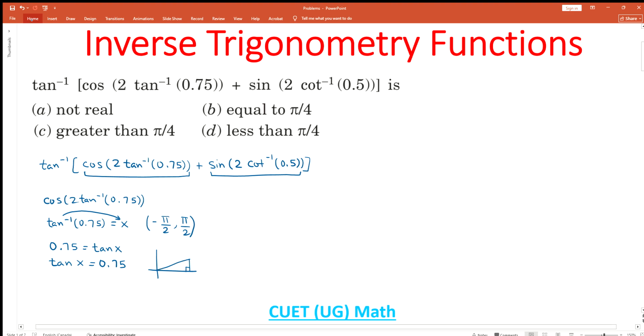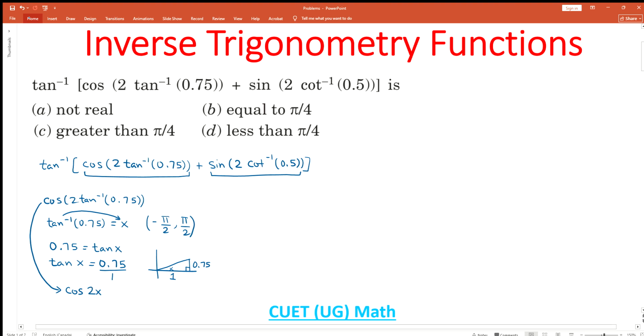This is a right angle triangle. The formula for tan ratio is opposite over adjacent. The denominator of 0.75 is 1. Therefore, the length of the vertical side is 0.75 and the length of the horizontal side in this triangle is 1. We have to find the value of the term cos of 2 times tan inverse 0.75. Since we assumed that tan inverse 0.75 is equal to x, this term becomes cos 2x.